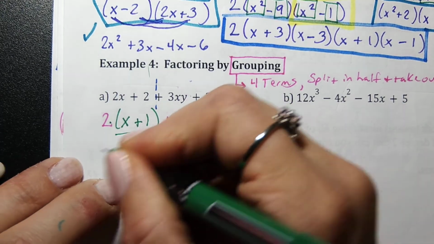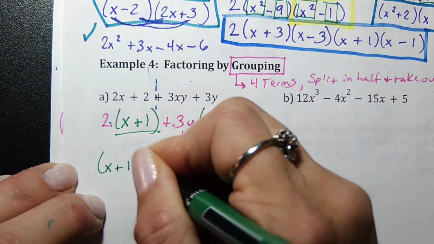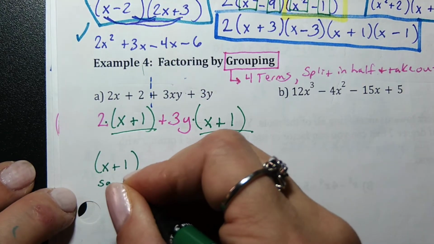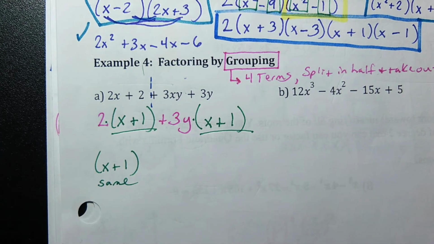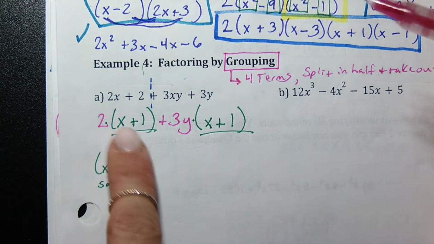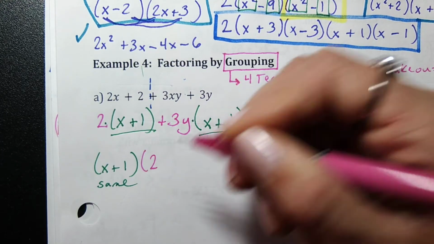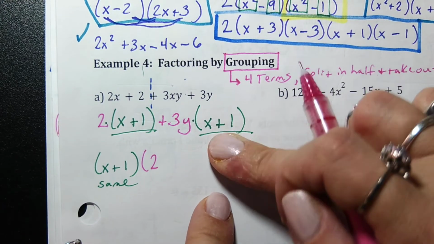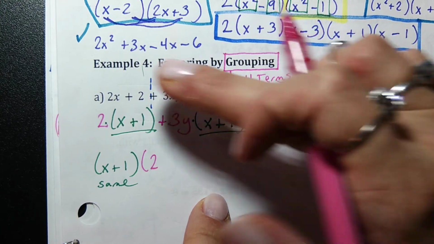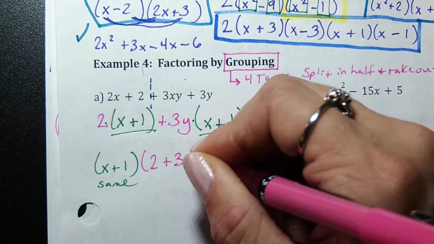So if I take out this x plus 1 as the same GCF unit for both, then what are we left with if we take an x plus 1 out of this? A 2. What are we left with if we take an x plus 1 out of that one? A 3y.